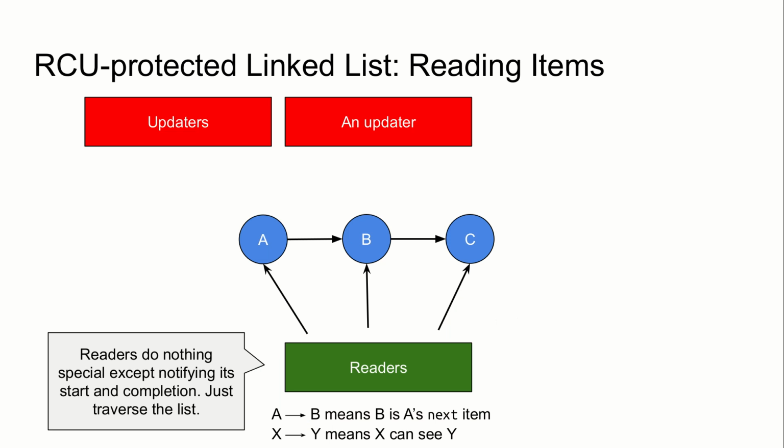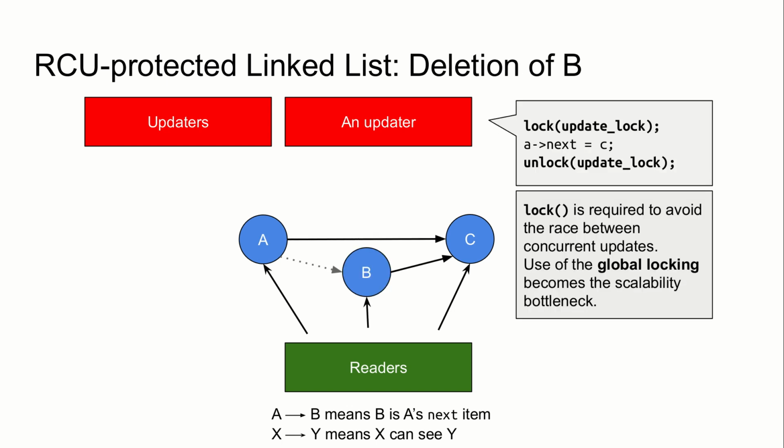Let's show how this works using an RCU-protected linked list as an example. In the case of reads, readers do nothing special except notifying their start and completion. They can just traverse the list. For the updates, let's suppose that we want to delete the item B here. The RCU updaters should first lock, then update the next pointer of the item A to item C, and then unlock. The lock is required to avoid races between concurrent updates. Therefore, use of global locking here could become a scalability bottleneck.